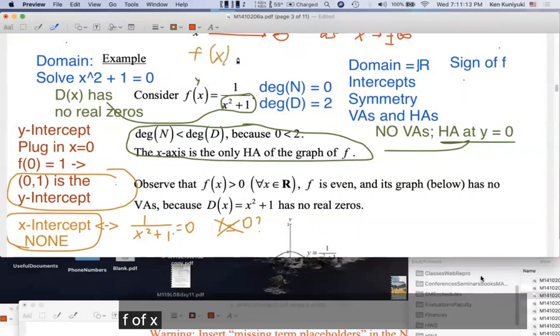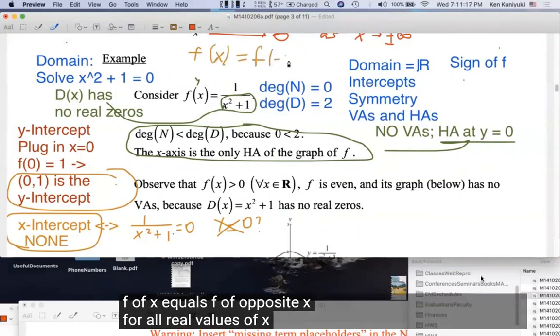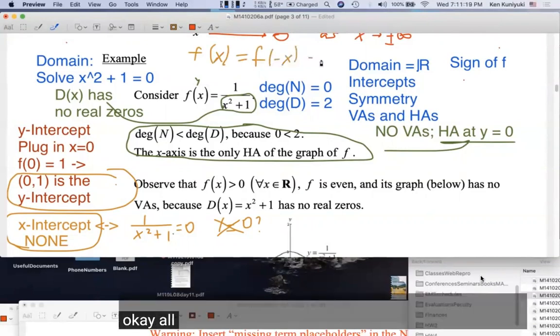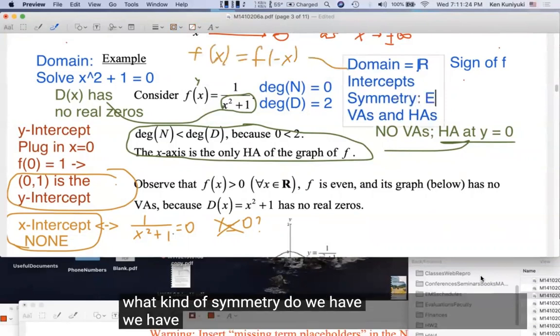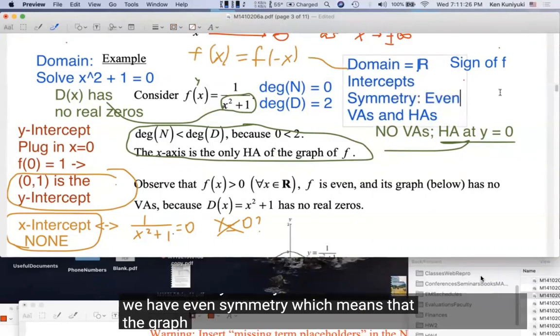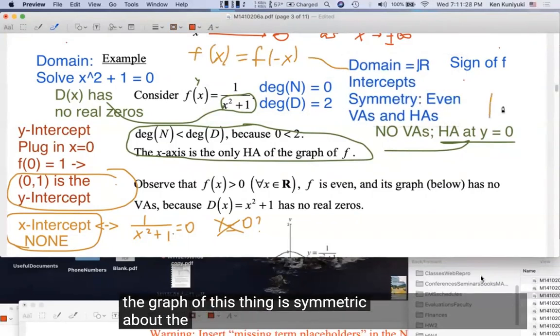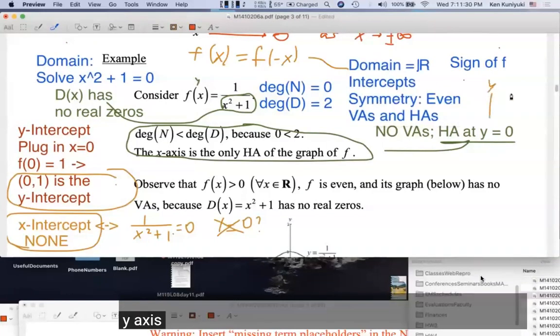f(x) equals f(-x) for all real values of x. Okay, all throughout the domain. Therefore, what kind of symmetry do we have? We have even symmetry, which means that the graph of this function is symmetric about the y-axis.